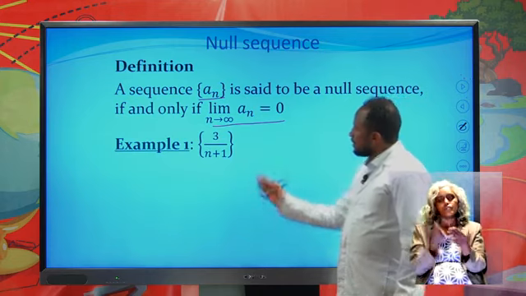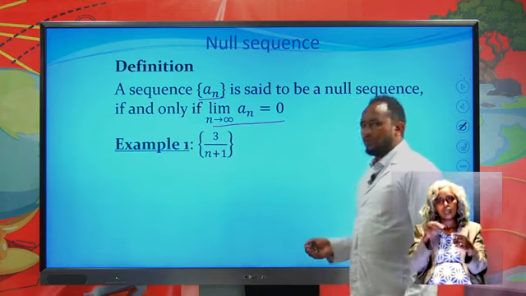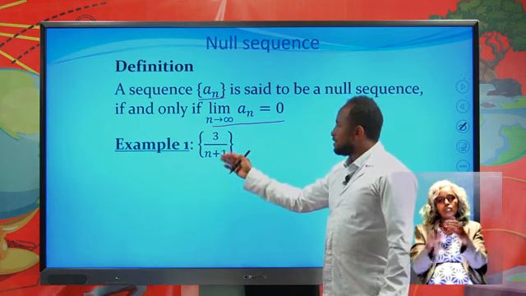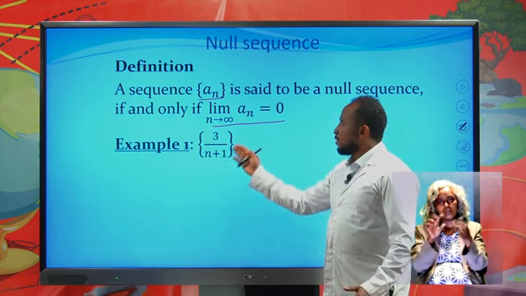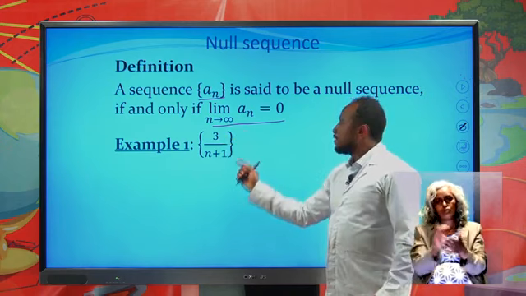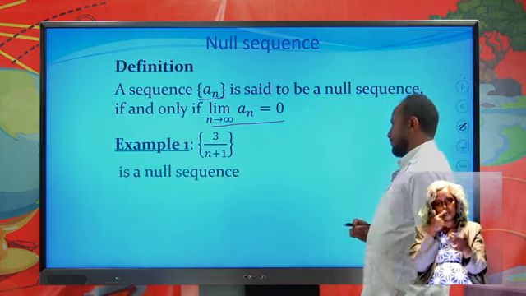As you can see, the limit of this sequence when n goes to infinity, the denominator becomes bigger, or infinity. 3 divided by a bigger number at infinity will go to 0. The limit of this sequence at infinity is 0. So this sequence is a null sequence.